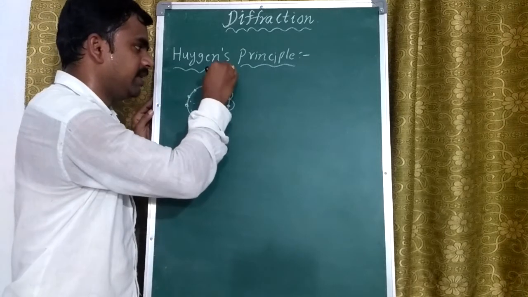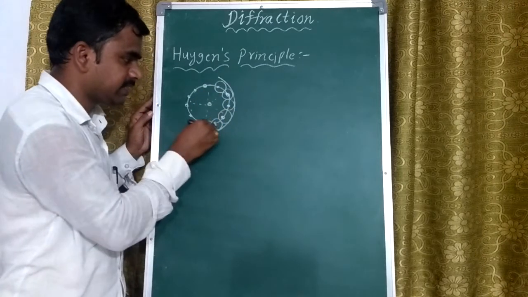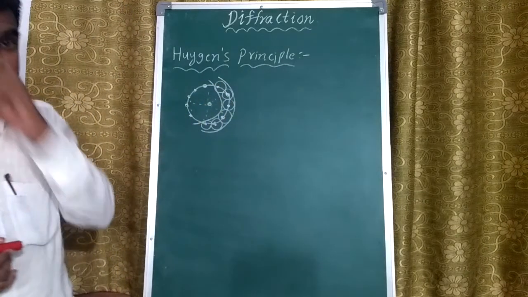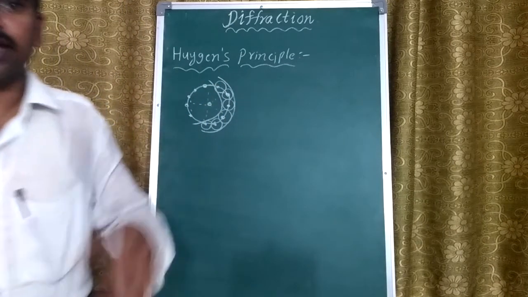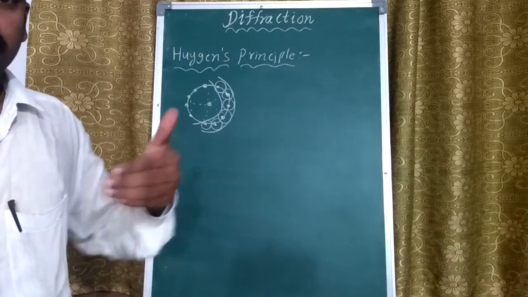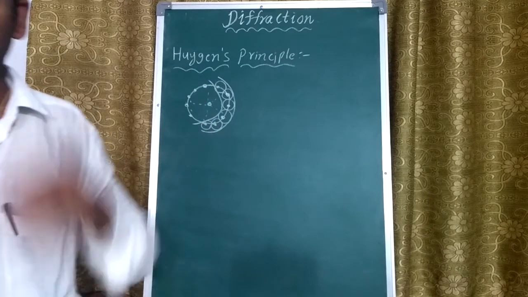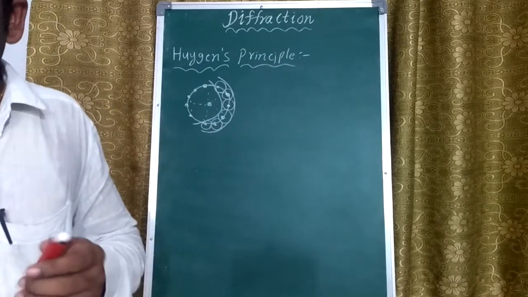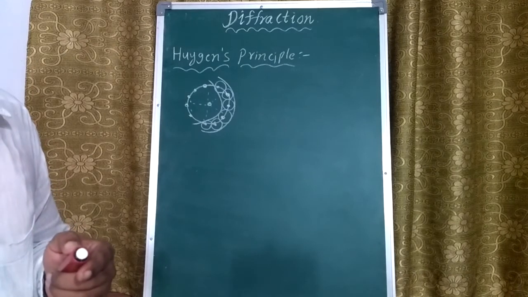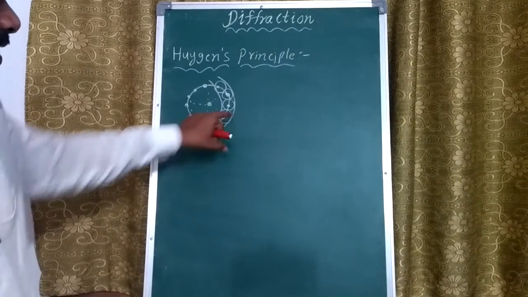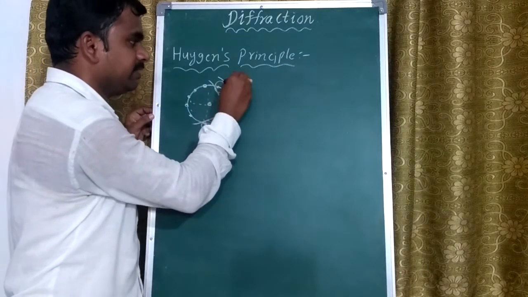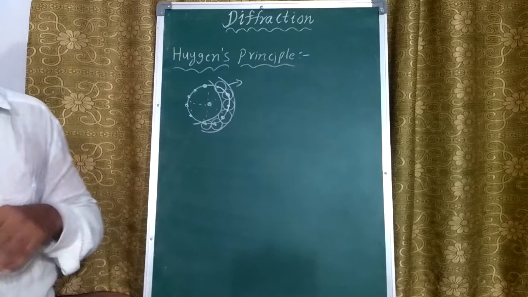So these are called secondary wavelets. These secondary wavelets are also continuously generating the light waves. Due to this, the light is propagating. So the new position of the wavefront at any instant is called a secondary wavefront. That means this is a primary wavefront and this is a secondary wavefront.